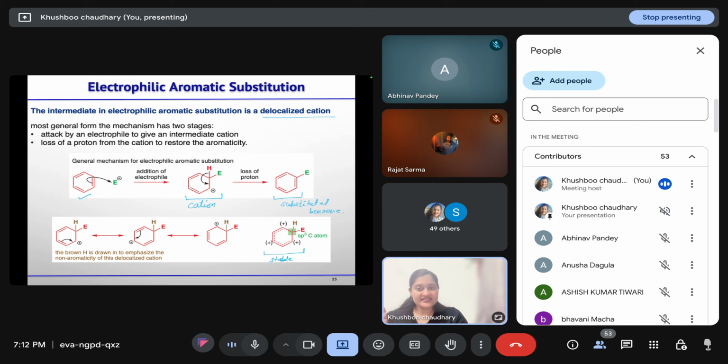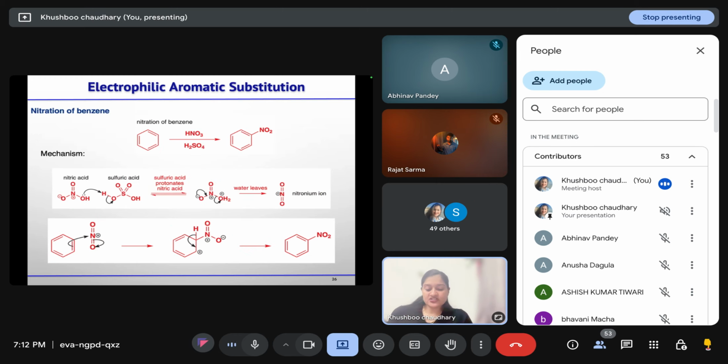Let us consider some examples for that. First is the nitration of benzene. When you are treating benzene with nitric acid in the presence of sulfuric acid, you will get nitrobenzene. That means your hydrogen is substituted by nitro.